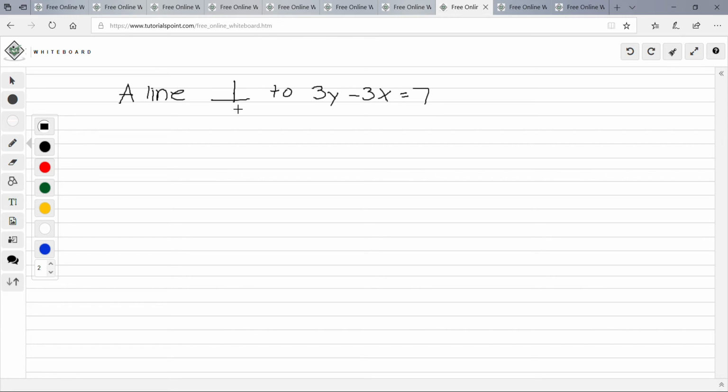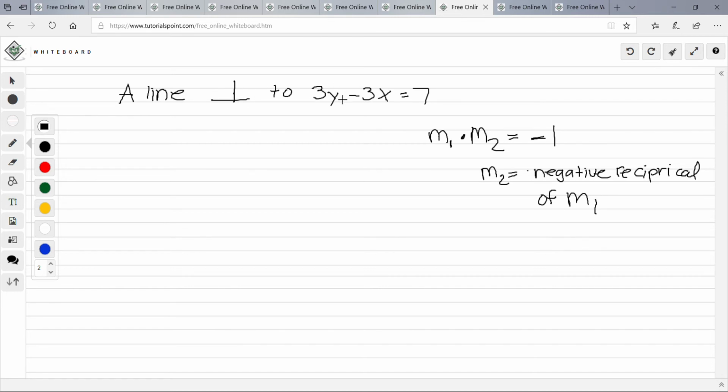And then how do you find this? To figure out if two slopes are perpendicular, the rule is that m1 times m2 equals negative 1. So m2 is basically the negative reciprocal of m1.